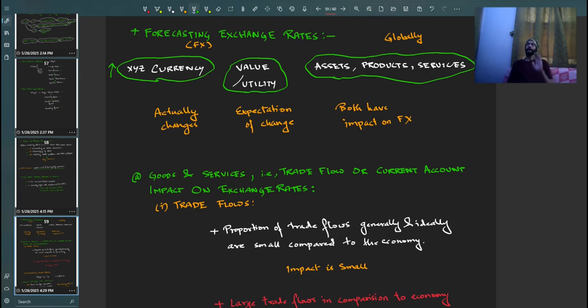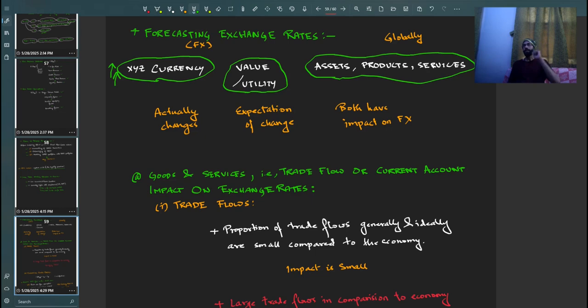Then let's say the amount of assets, products and services are constant, the money supply in XYZ currency is constant, and the value or utility of the assets, products or services goes up. Then also what will happen is the XYZ currency will go up.